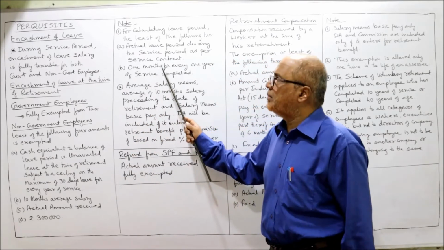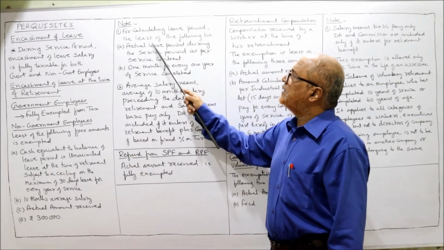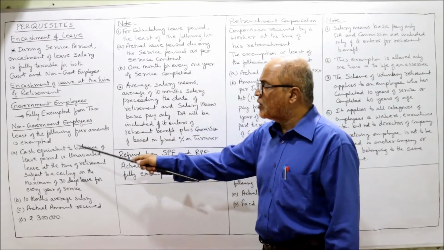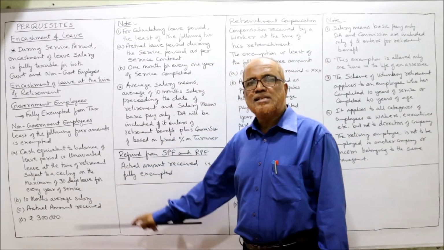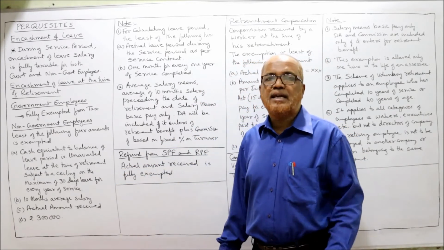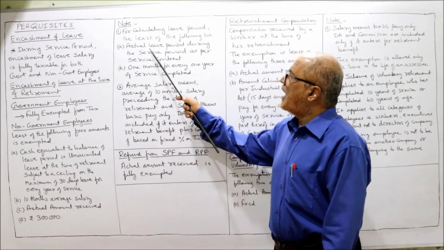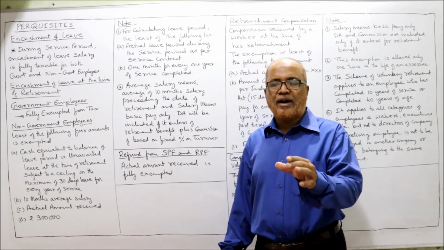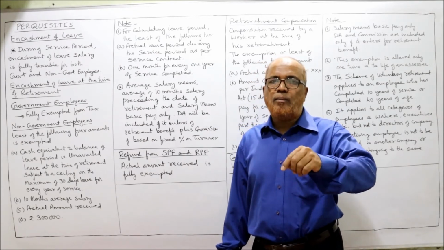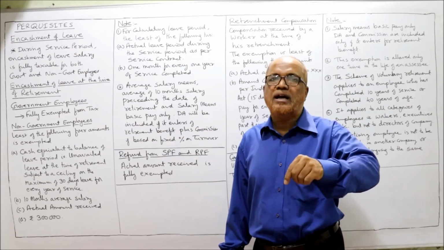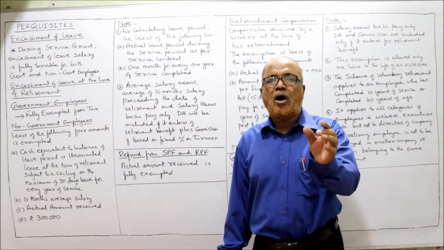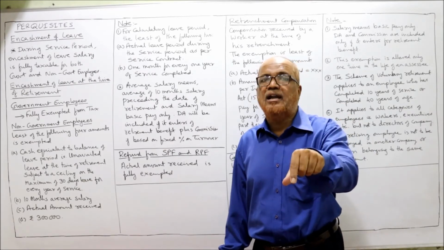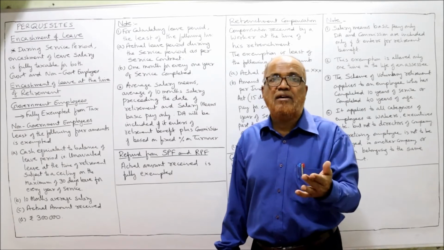Some notes you have to remember here. For calculating the leave period, the least of the following two, because there is a ceiling on the leave encashment. So what is the ceiling? Actual leave period during the service period as per service contract. We have to find out what is the service contract, how much leave is allowed by the employer to the employee, how much leave he has availed and how much leave is unavailed.